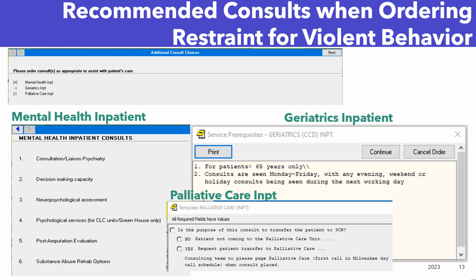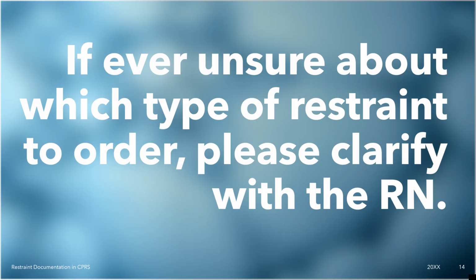Although it is not required, it is strongly encouraged that you consider placing additional consults whenever you order restraint for violent behavior. Some great options include inpatient mental health, inpatient geriatrics if your patient is older than 65, or inpatient palliative care. If you are ever unsure about which type of restraint to order, please clarify with the RN.